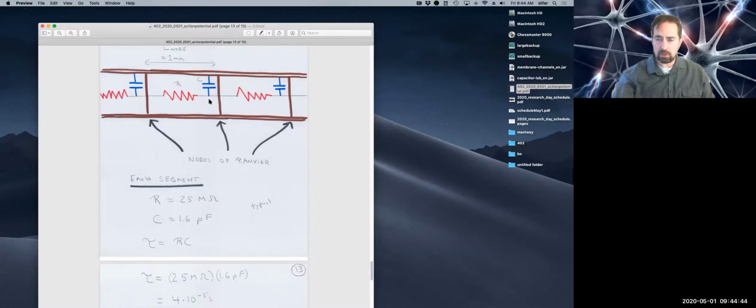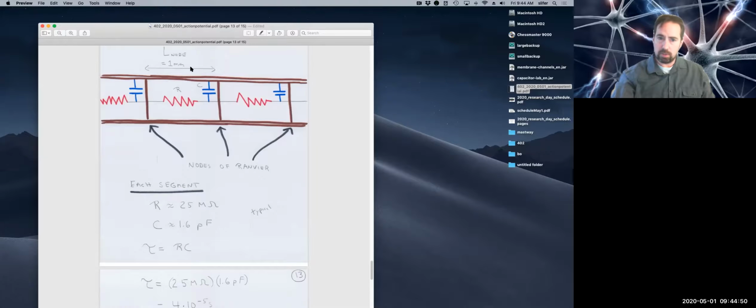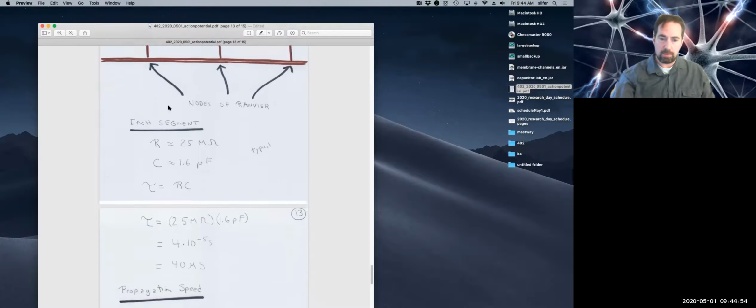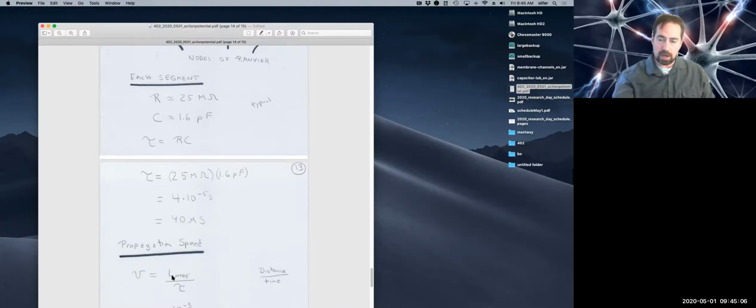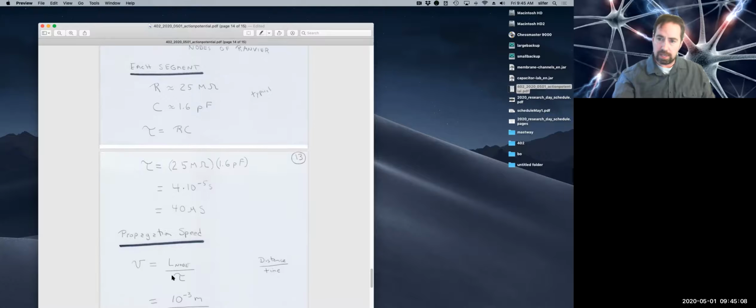So if I want to think about each one of these going through this process, how long is it going to take for this signal to propagate across one of these segments? Well, it's 1 millimeter in length. It takes about 40 microseconds for this to happen. So I go back to my classical mechanics and my definition of velocity, which is just distance over time. The relevant distance here is the 1 millimeter of that particular segment, and the time that it takes, the characteristic time, is the tau of that RC circuit.